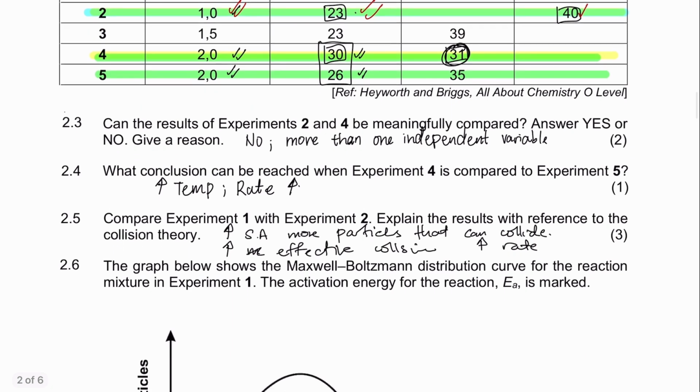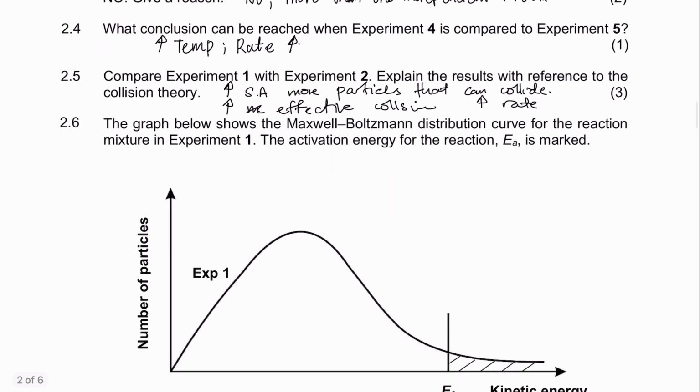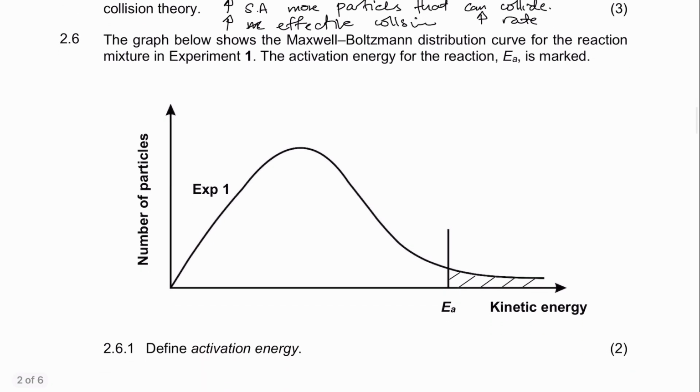Question 2.6. The graph below shows the Maxwell Boltzmann distribution curve for the reaction mixture in experiment 1. The activation energy for the reaction EA is marked. So what is activation energy? It is the minimum energy required for a reaction to start. Okay, minimum energy for reaction to start.